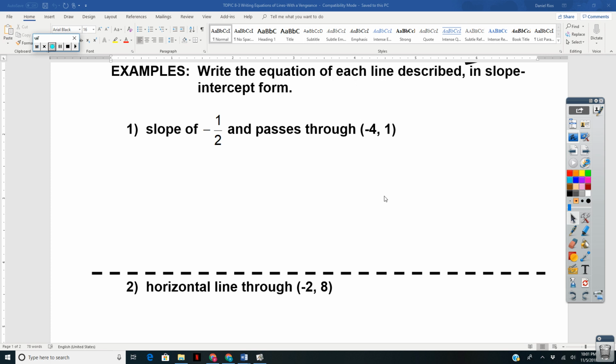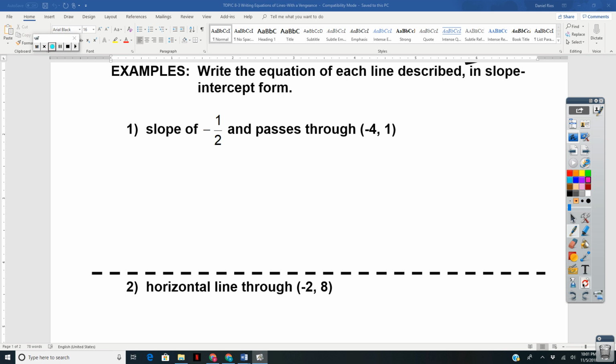Alright guys, on these examples, you don't have to copy them down to your notes, but they are just to help you complete today's assignments. Okay, so example number 1 says write the equation of a line that passes through this point and has this slope, right? So this is very similar to problem number 1 from yesterday's notes.